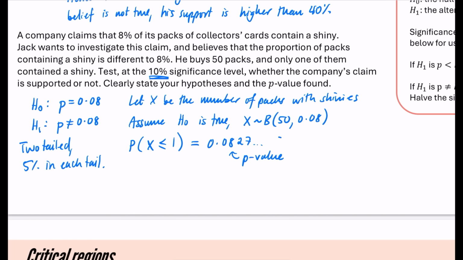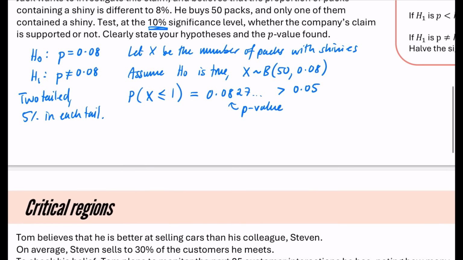So this is actually greater than 0.05. Now, it looked like it was less than the significance level, but we have to remember we have to halve the significance level for a two-tailed test. So because 0.0827 is greater than 0.05, we do not have enough evidence to reject H naught. The company's claim is actually supported.